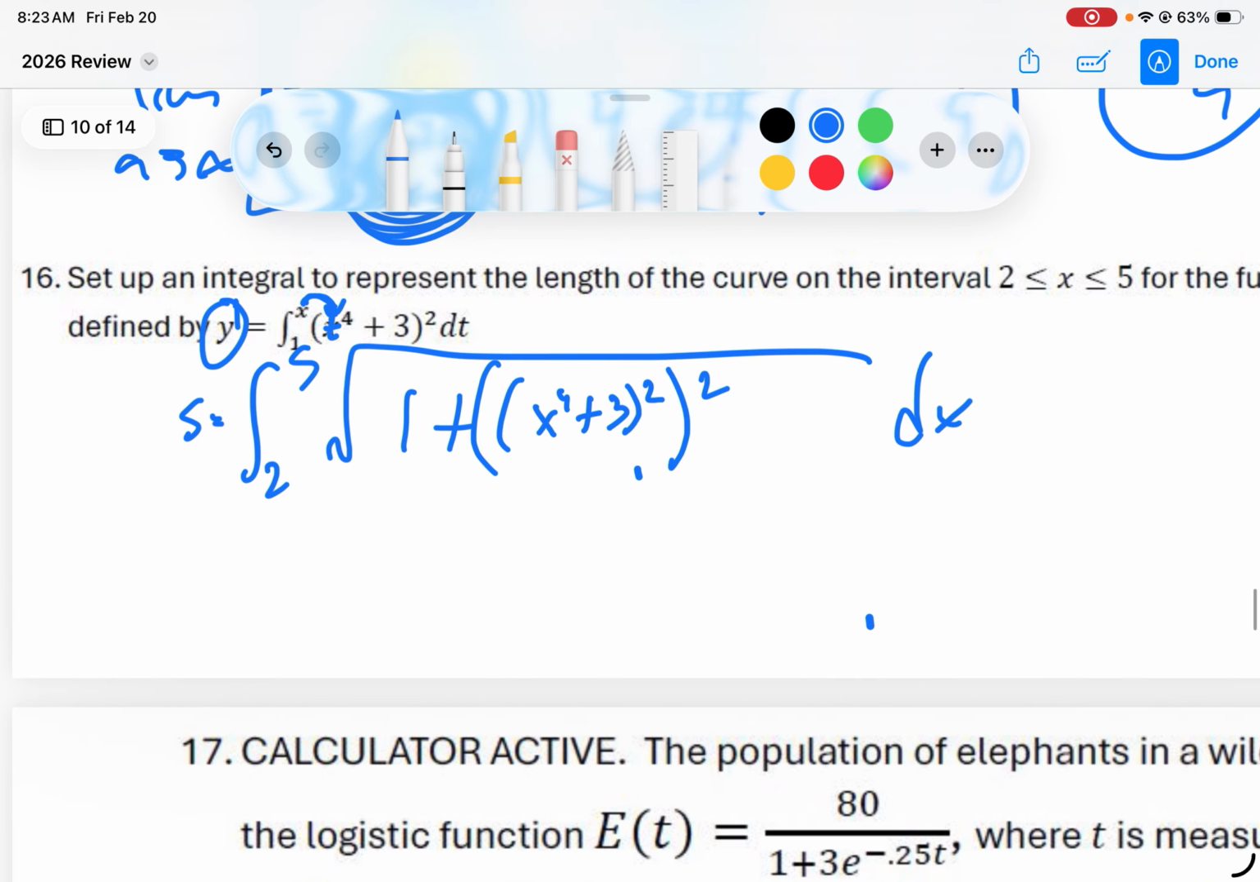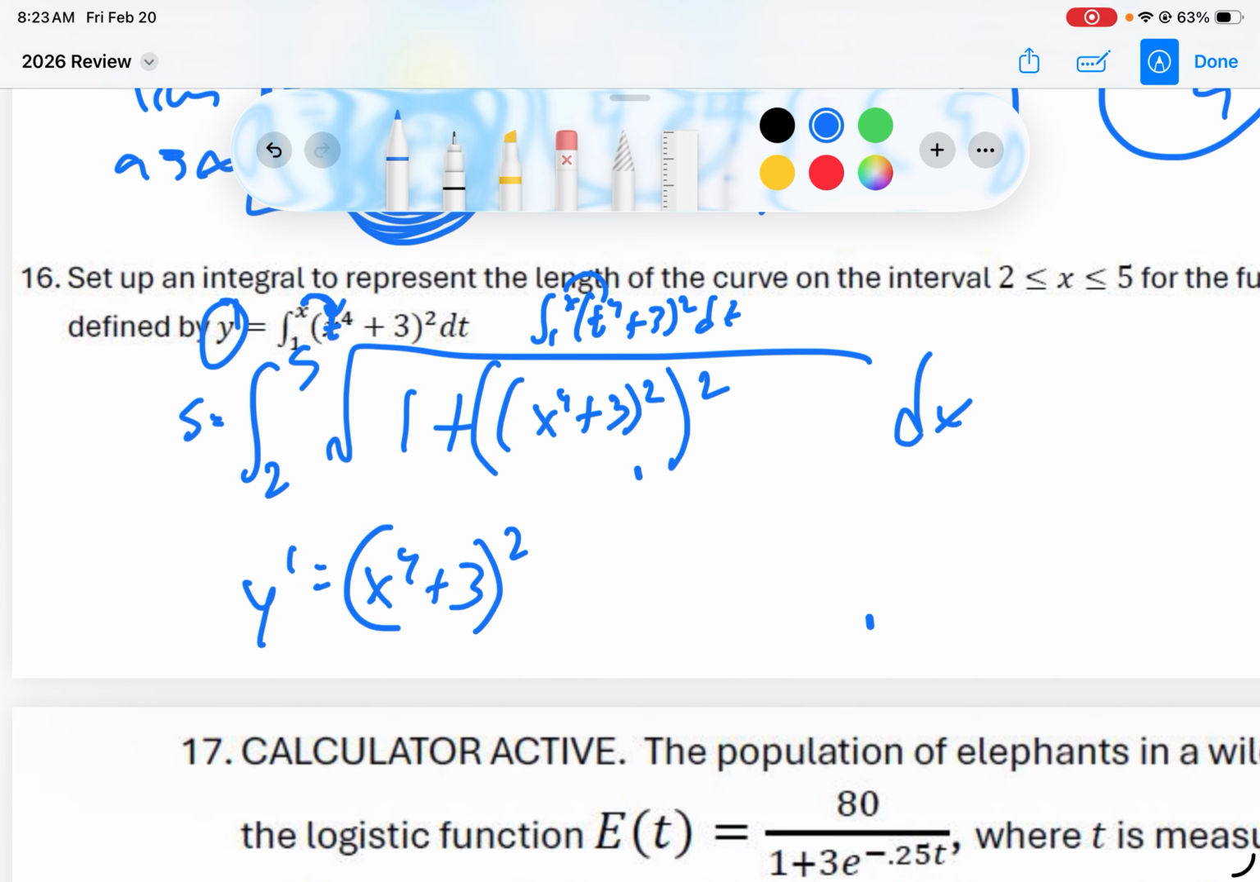So okay, I gotta reset that. y prime is equal to, this function up here should have been the integral from 1 to x of t to the 4th plus 3 squared dt. So the derivative of that just plugs in here. So y prime is x to the 4th plus 3 squared. But the formula says take the derivative, and then on top of that, square that. So I could probably rewrite this.